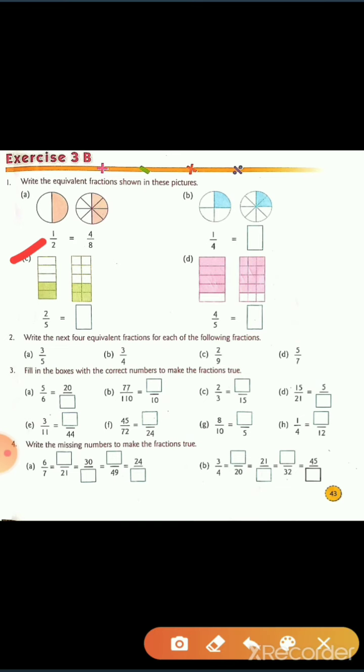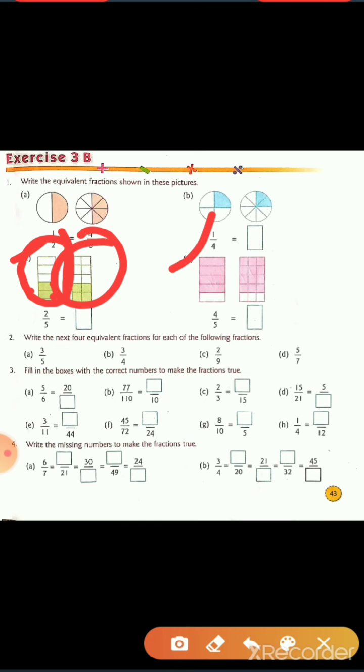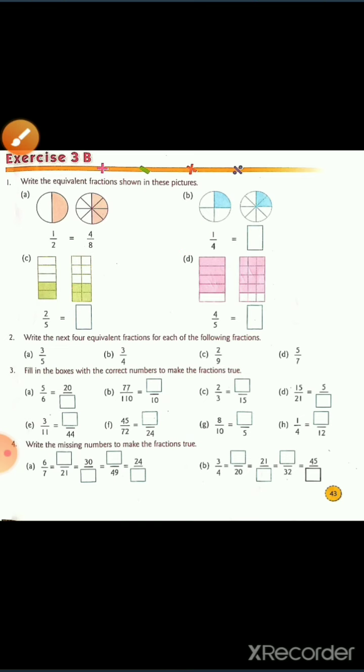Similarly, C. There is a rectangle. In the first one, 2/5 because 5 parts are there. Out of those 5 parts, 2 parts are shaded, so 2/5. Similarly, you do this one and solve this one also. In the numerator, you have to write the shaded portion, and in the denominator, you have to write the whole, the total number of parts.